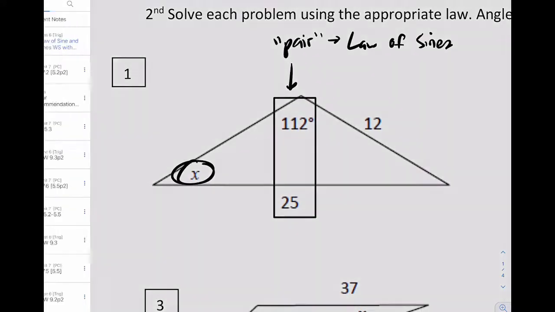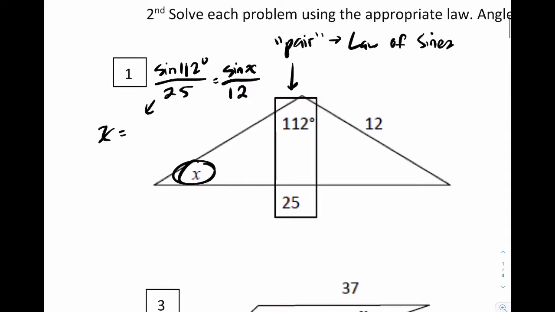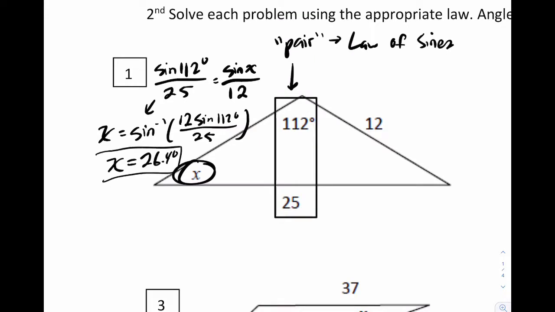So let's write our pair. Notice how the angle's on top because we're trying to find an angle. So I'm going to write sine of 125 degrees over 25 is sine x over 12. If you're comfortable, I'll let you skip to this step in your work now. x should be the sine inverse of 12 sine 112 all divided by 25. You plug that in your calculator and you're going to get 26.4 degrees. So don't forget your degree symbol.